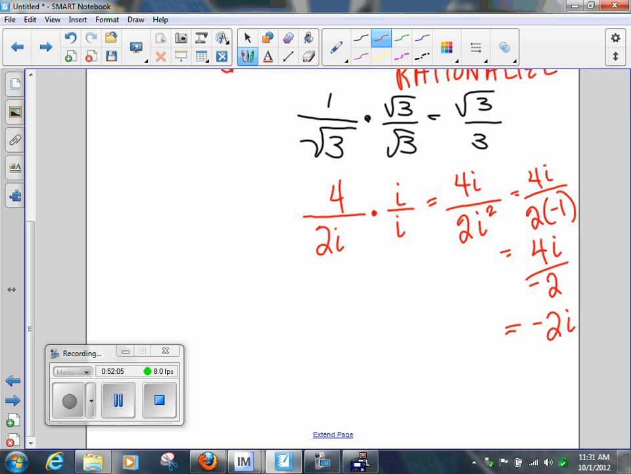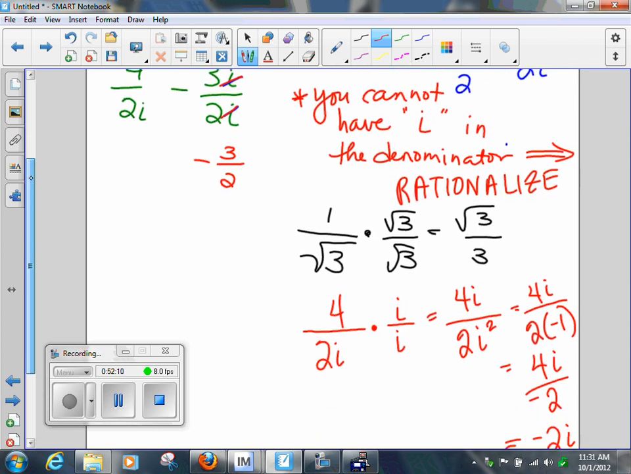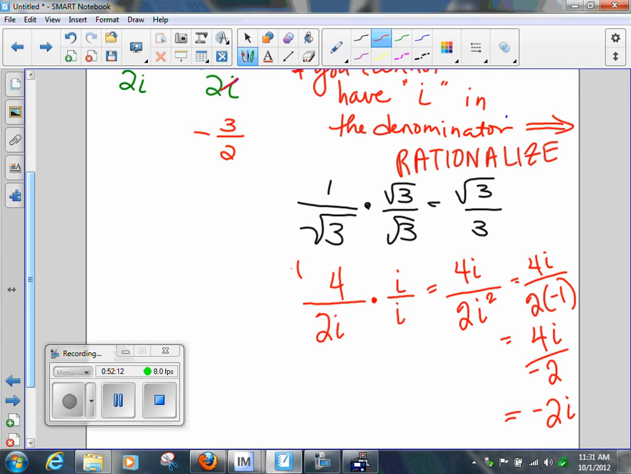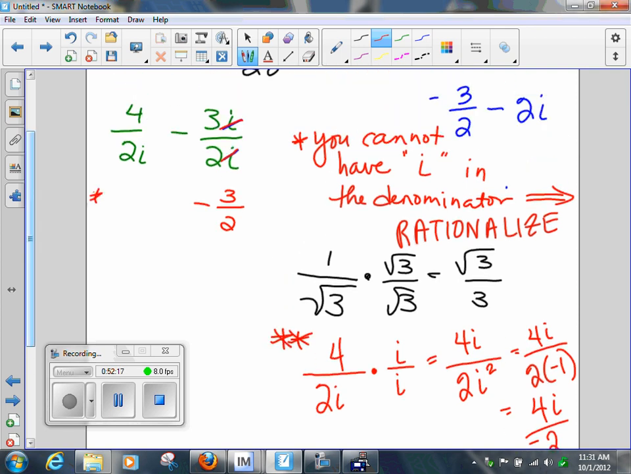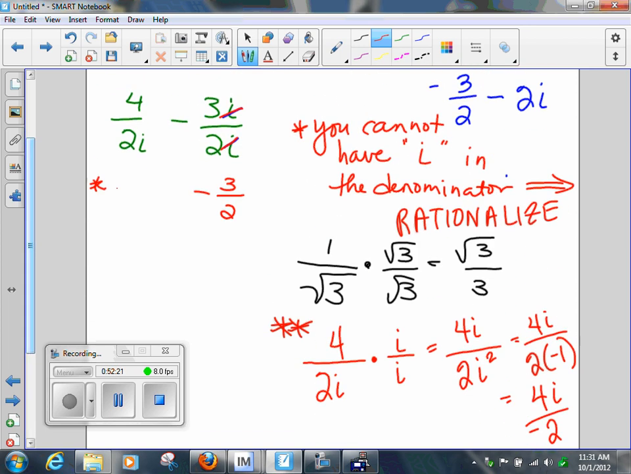So, come back over here. We just rationalized 4 over 2i. Put a star here so you'll know what you did. What did we get? -2i. And folks, isn't that what was in your calculator anyway? But I think it was rewritten, except it had -3/2 first.